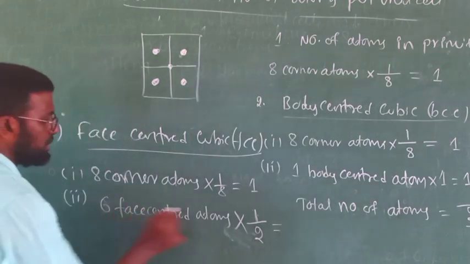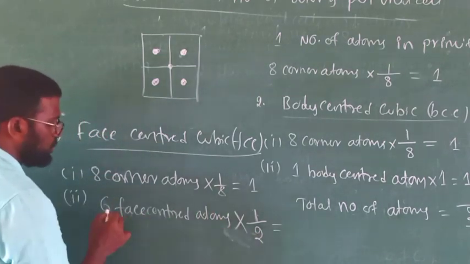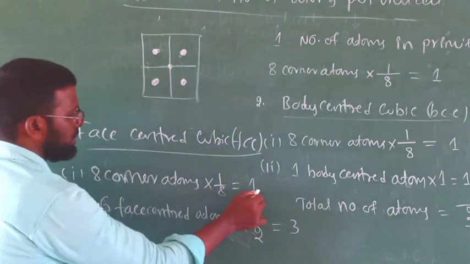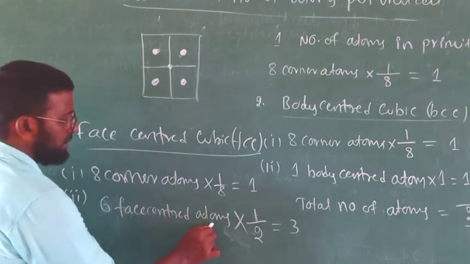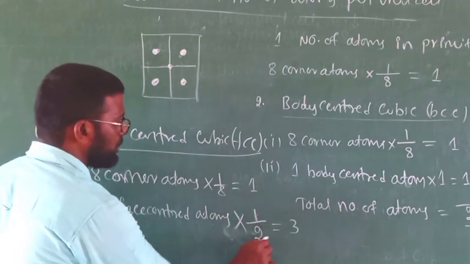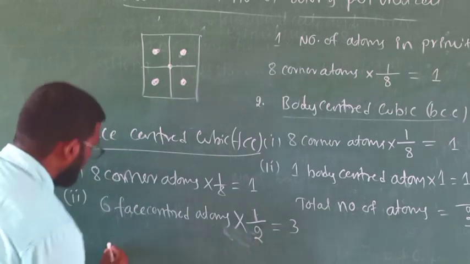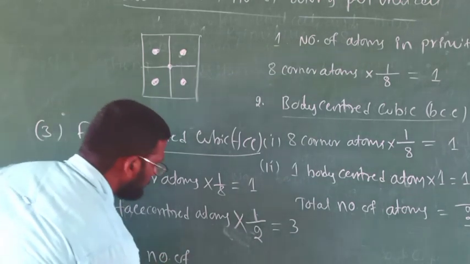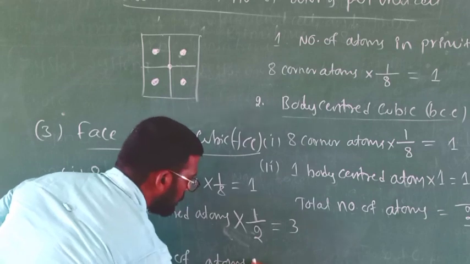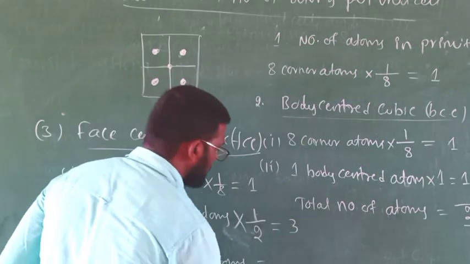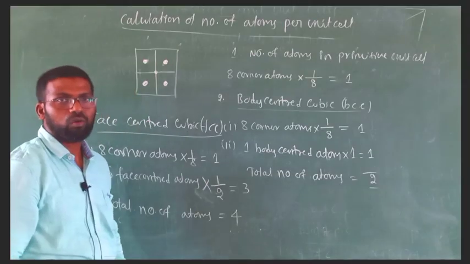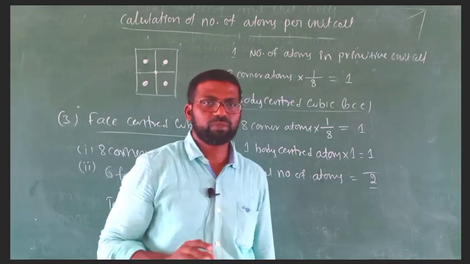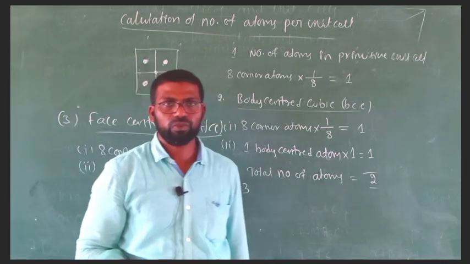Okay. So 6 into 1 by 2. 2 ones are 2, 2 threes are 3. Now 8 corner particles into 1 by 8, that is 1. 6 face centered atoms, and its contribution is half, 1 by 2, that is 6 into 1 by 2, 3. Then the total number of atoms is equal to 1 plus 3, 4. Similarly, my dear students, we can calculate the number of atoms present in an end-centered unit cell.